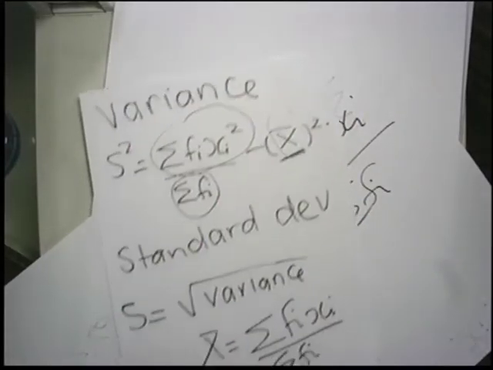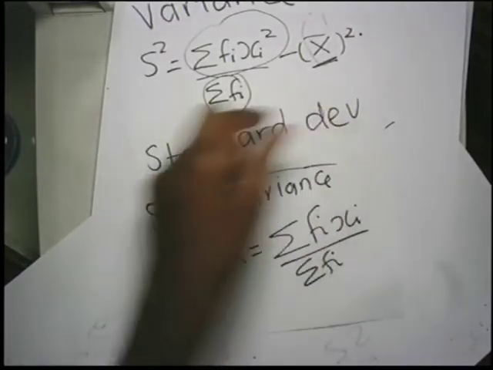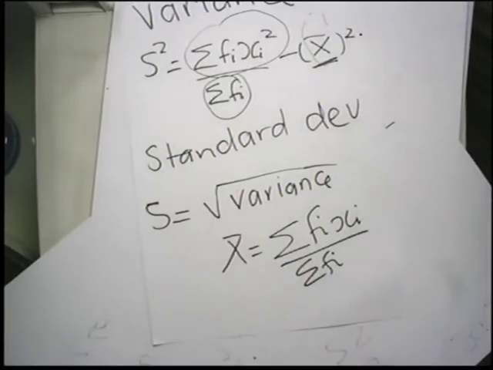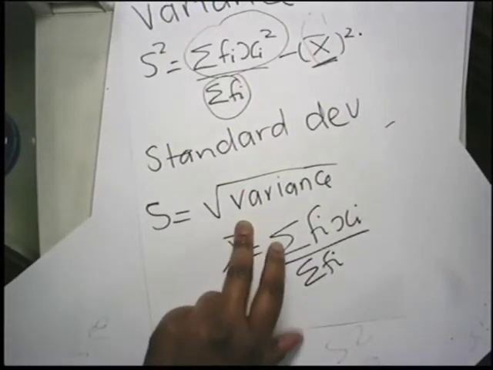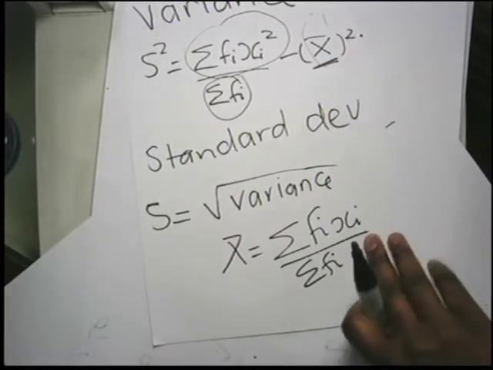When you do that correctly, then you get a final answer. Now how do you get the standard deviation? For the standard deviation, you are just going to put the answer of the variance into the square root, and that will give you the standard deviation.